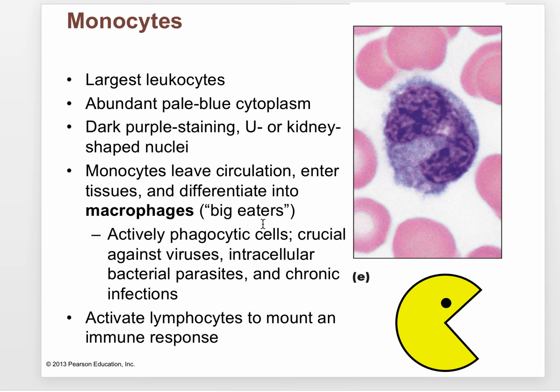The monocytes become macrophages when they leave the circulation and enter the tissues. Macrophage literally means big eater. These are cells that gobble up infected cells, tumor cells, and other cells that are abnormal and toxic to the body.